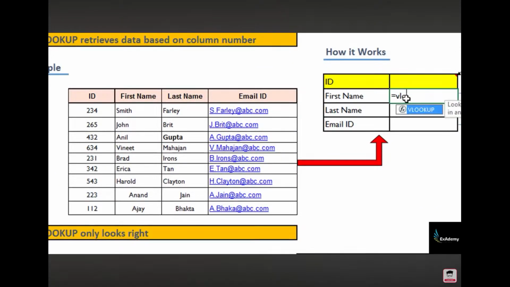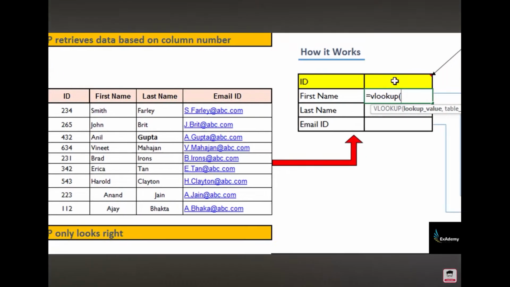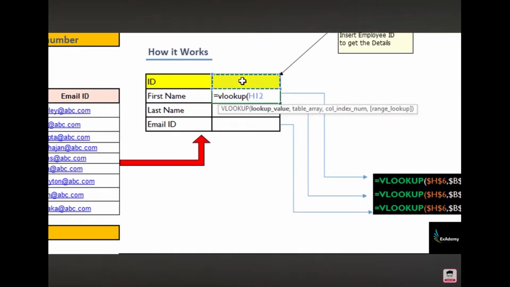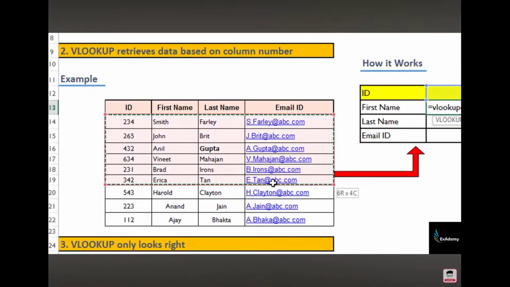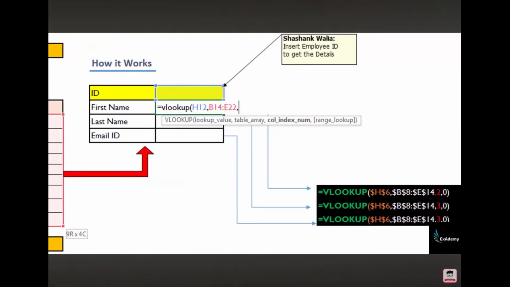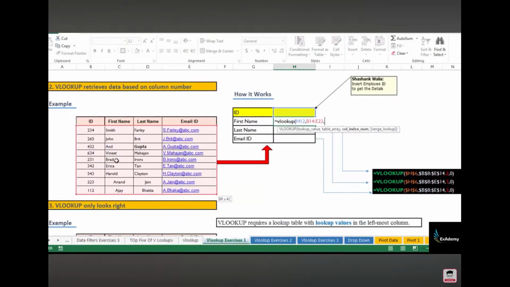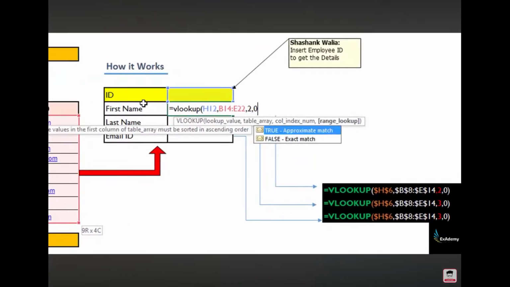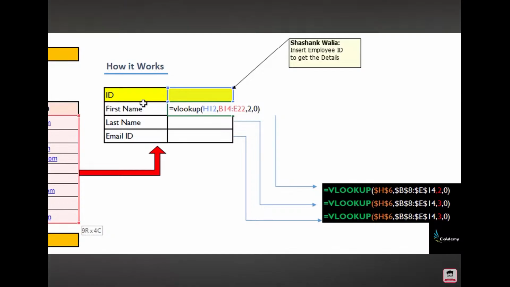Equal to VLOOKUP. We want to look up the employee ID, and we'll match the first name with the employee ID. So we will click here, comma. This is our table, the second one, table array. We will select this whole table, comma. Now, our column index number. We are trying to match the first name. So first name is the second column in this table, so we will select 2, comma, 0. 0 means the exact match. Press enter.